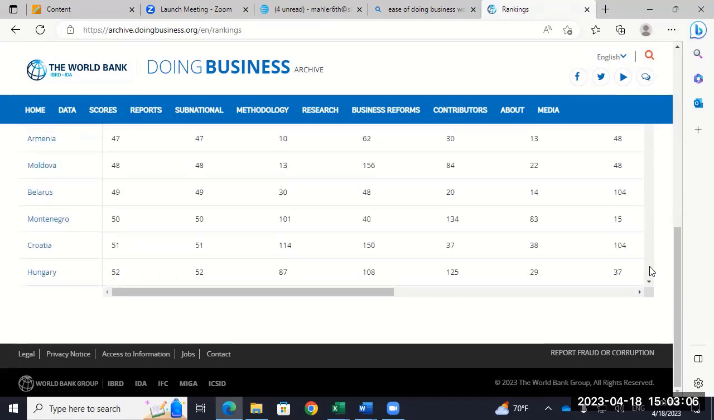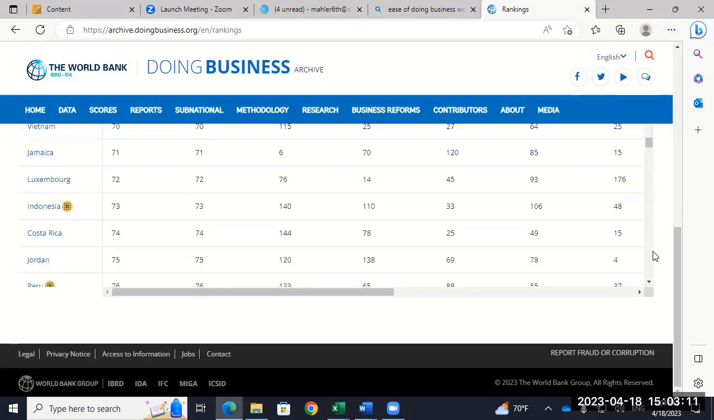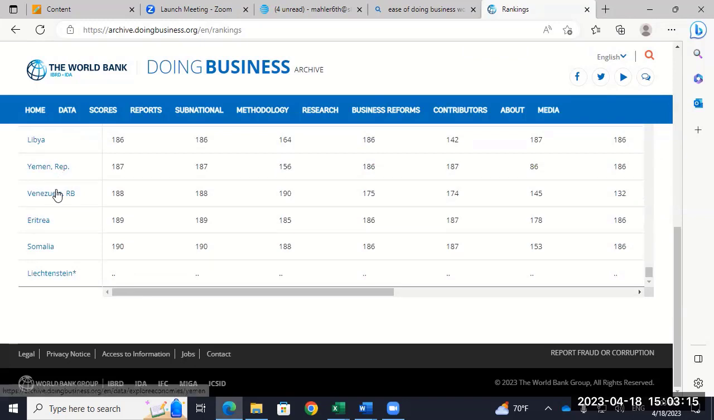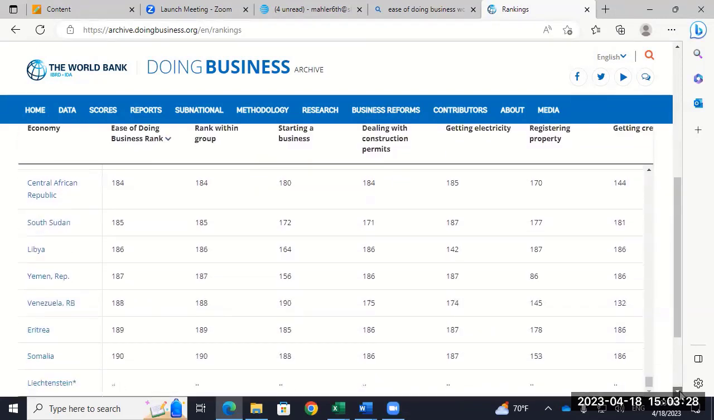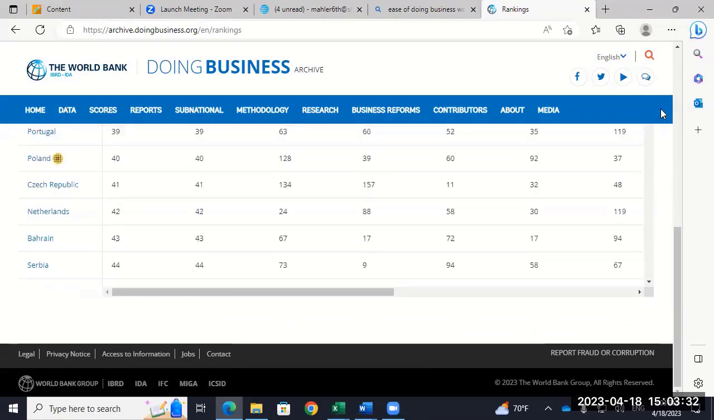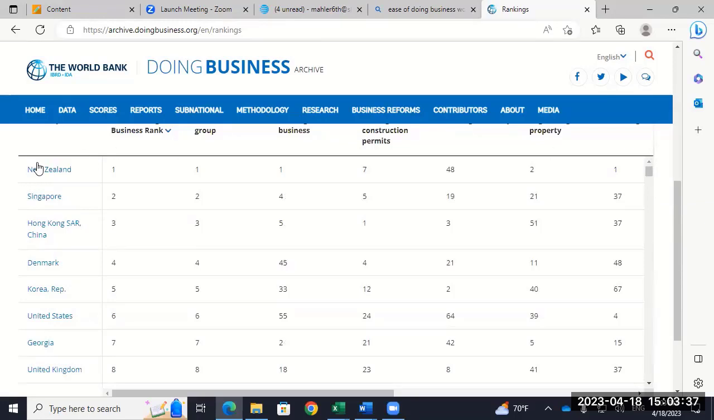Looks like they've moved back down. I don't know where they are. But who's in last place? Is it Venezuela or somebody? There's Venezuela. Eritrea, Somalia, Liechtenstein doesn't even get a score. So Somalia is in last place. Obviously, these are countries facing civil wars and famines and all those kind of things that are not usually good for business. New Zealand's in first, United States in sixth.